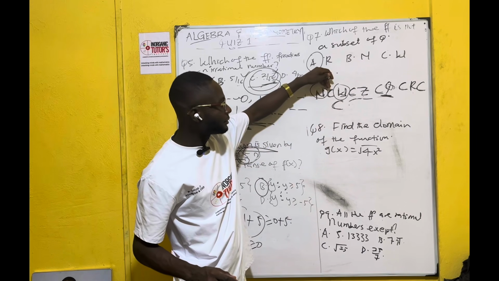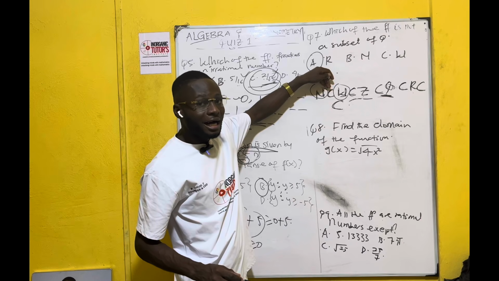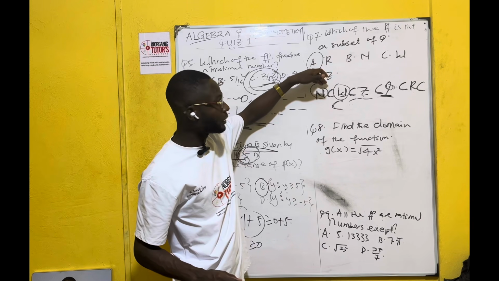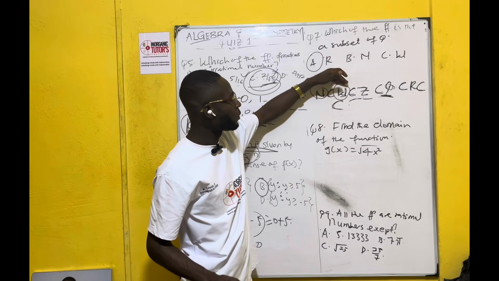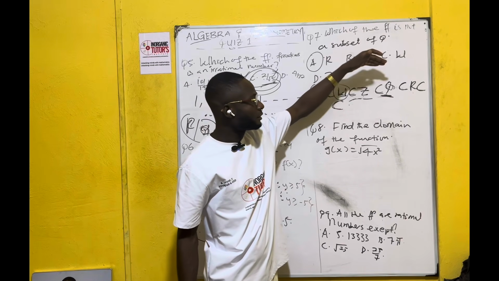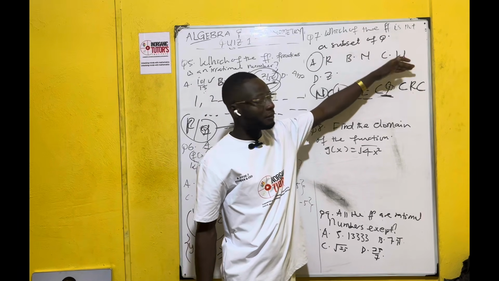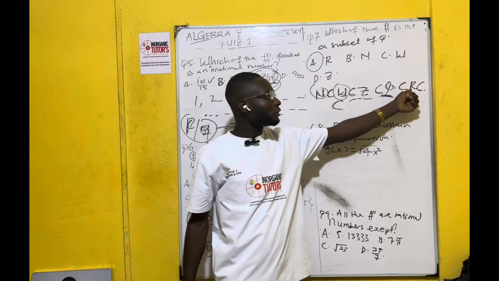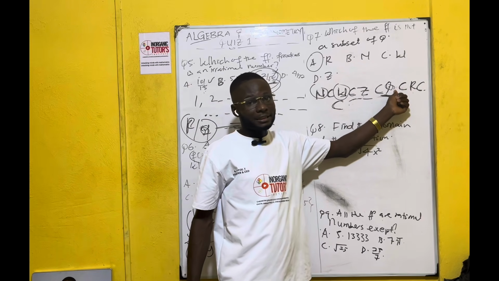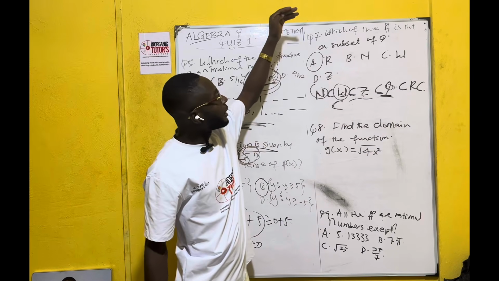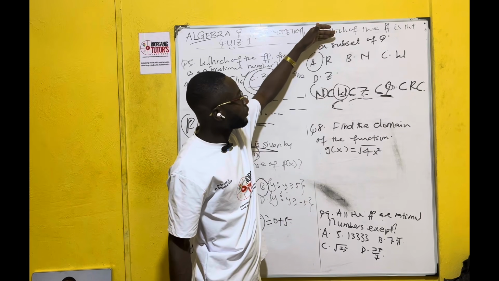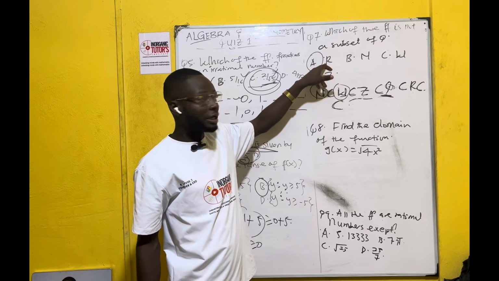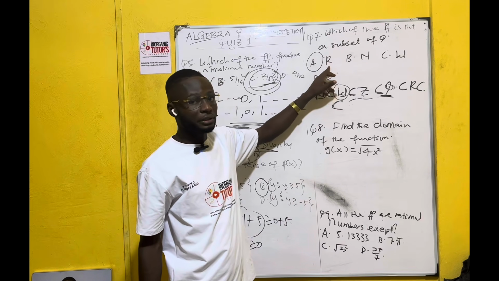Natural numbers, in ascending order, we have natural numbers, whole numbers, integers, rational numbers, real numbers, and complex numbers, right? So you cannot obtain real numbers in rational numbers. So the only one that is not a subset of rational numbers is what? Real numbers. Real numbers.